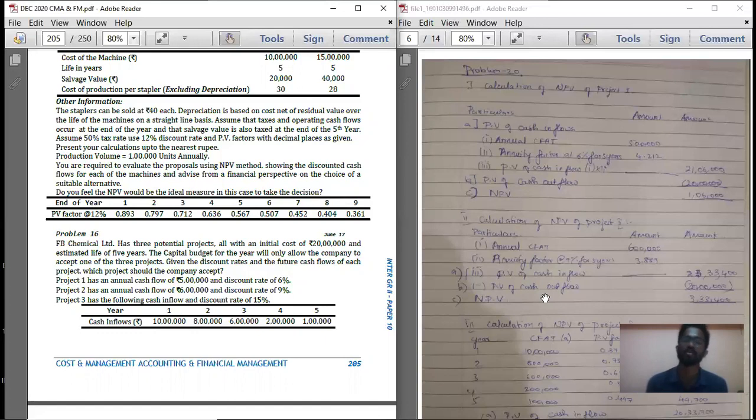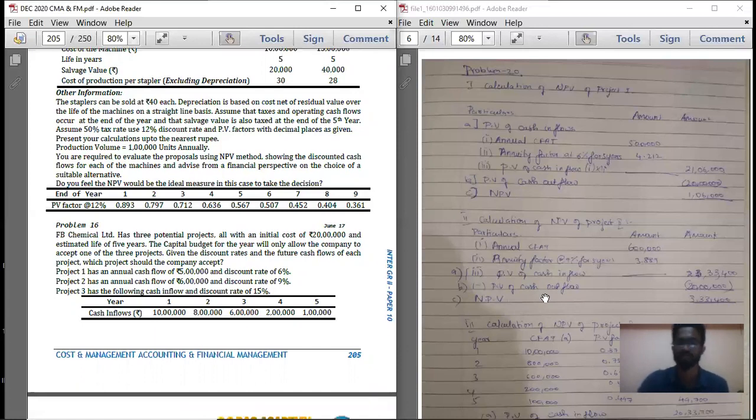So now total the outer amount column. 23 lakh 33,400 minus 20 lakhs, you are getting 3,33,400. Underline it. In respect of the 3,33,400, record NPV, that is net present value, small c.